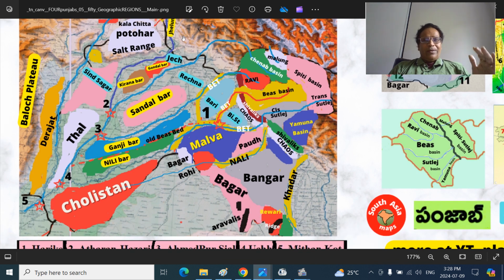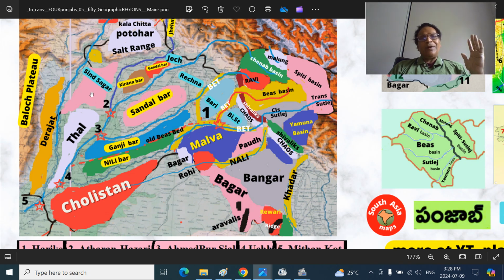So the land between two rivers that merge is called the Doab region. Doab. Ab is the water. Between two waters is the Doab region. Sindh Sagar Doab is between the Sindh River here and the Jhelum River. After Jhelum joins with Chenab, it continues as Chenab until Panjnad. So this is all Sindh Sagar Doab.